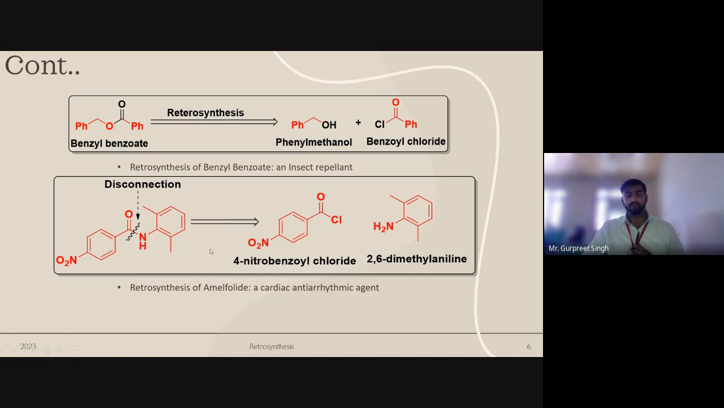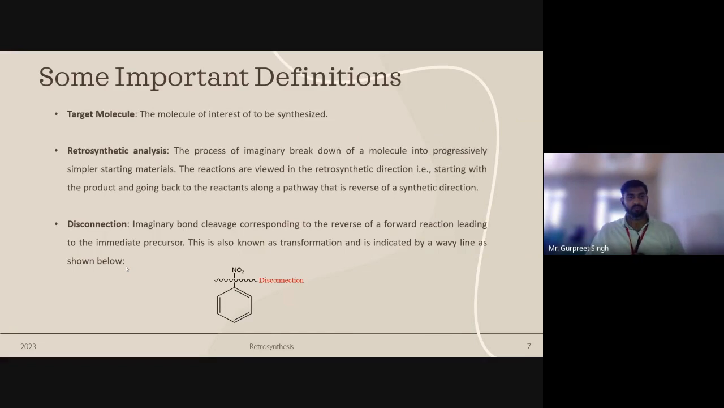So first we assume what our target molecule should be, and then we disconnect the target molecule into simple feasible chemicals to synthesize it in a simpler manner. That is the actual value of retrosynthesis analysis. There are some important definitions which might be needed.